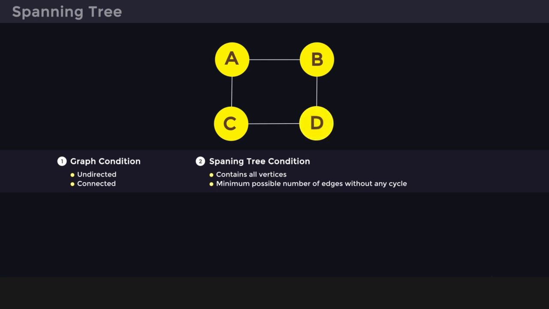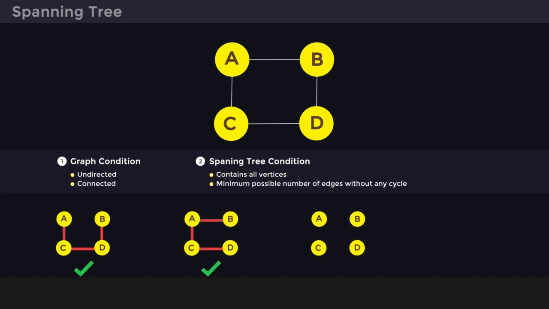So let's have a closer look and see how we can construct a spanning tree from our main graph with the minimum possible edges but containing all vertices. This is one of the possible spanning trees, and you can see other possible illustrations of the spanning tree from our main graph. Each of them contains all vertices with the minimum possible edges.